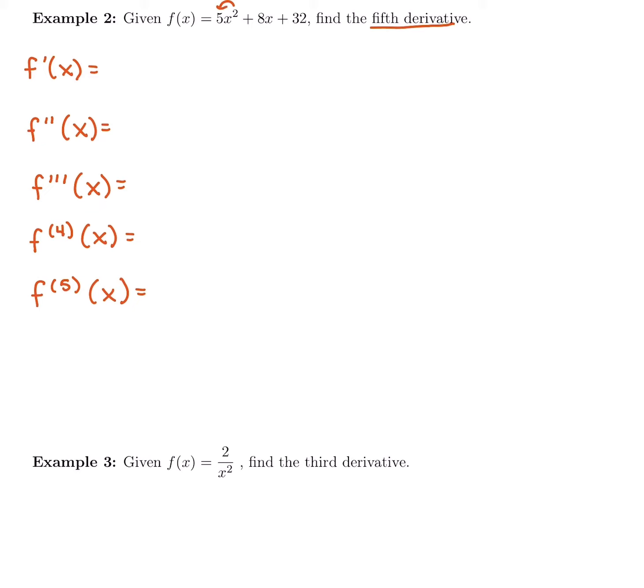So our first derivative, 5 times 2 is going to give me 10x. Derivative of 8x is 8. Derivative of 32 is 0. So I have f prime of x is 10x plus 8.